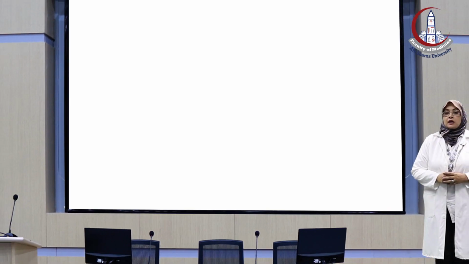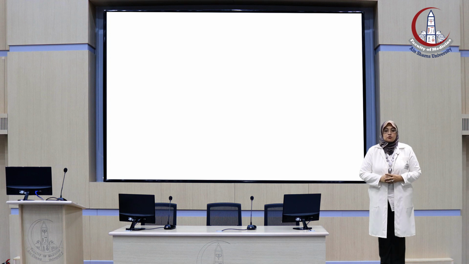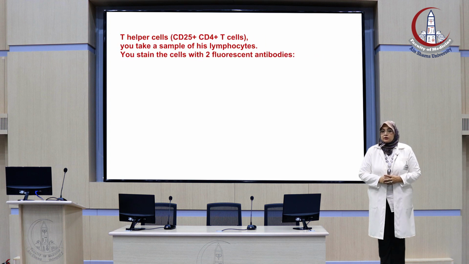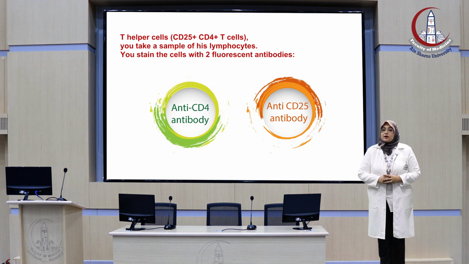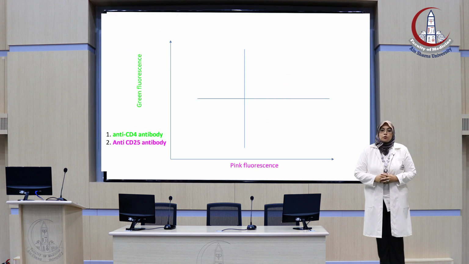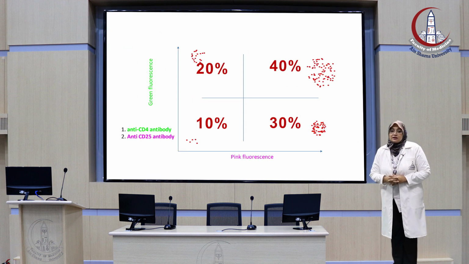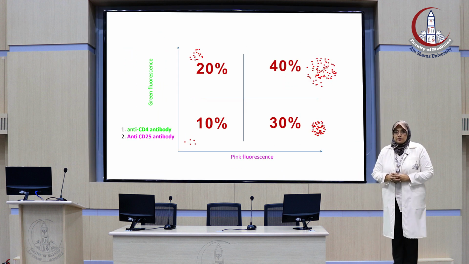Let's take an example. In a patient suspected to have a disease associated with a disturbance in regulatory T helper cells, which I hope you remember are CD25 positive, CD4 positive T cells. So you take a sample of his lymphocytes and you stain the cells with two fluorescent antibodies. An anti-CD4 antibody, which emits green fluorescence, and an anti-CD25 antibody, which emits pink fluorescence, just as an example. So what you can see over here is the result that you see on the actual computer.